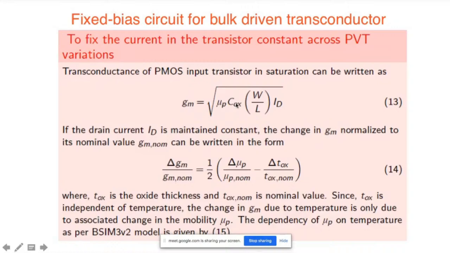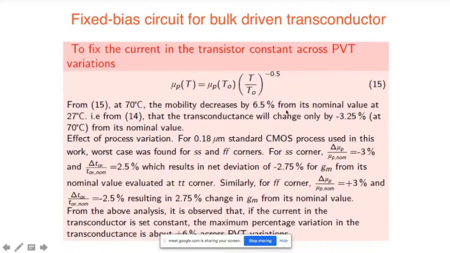So the variation of GM from the nominal value depends on the mobility variation as well as the oxide thickness variation. We need to find out how much variation there is with respect to these. We made some analysis of mobility variation with respect to different temperatures and found that the maximum variation will be around minus 3% and plus 3%, and similarly for TOX, around 3%, that is, minus 2.75% change in GM. This is just the analysis we made, so I will not go into more details.